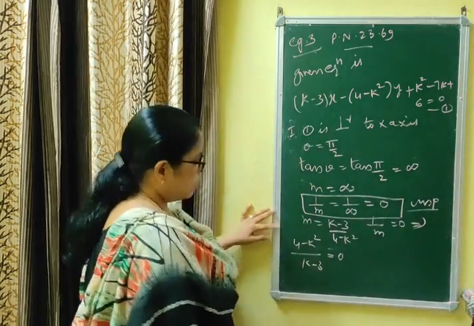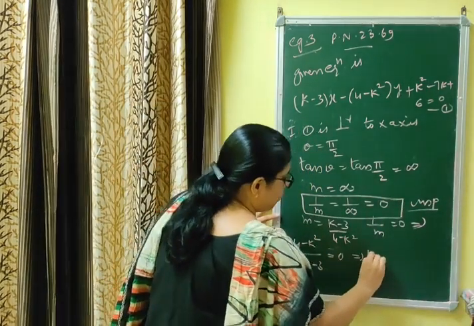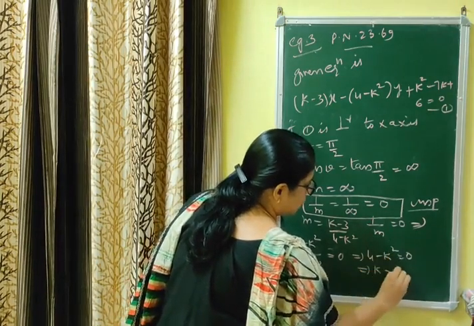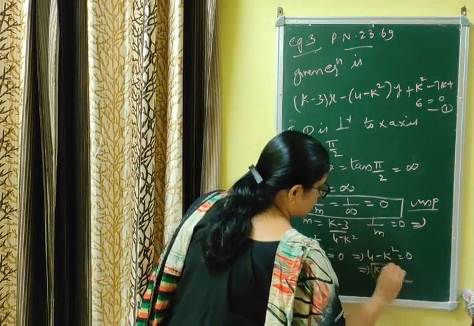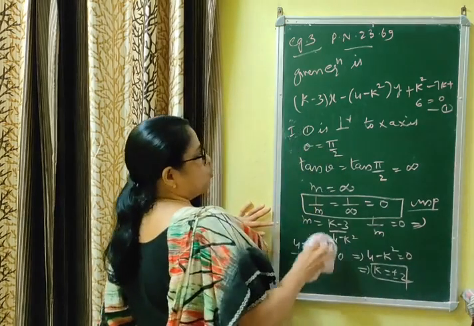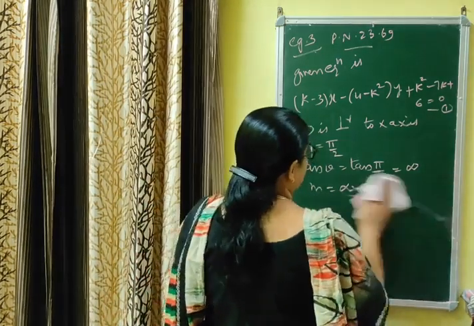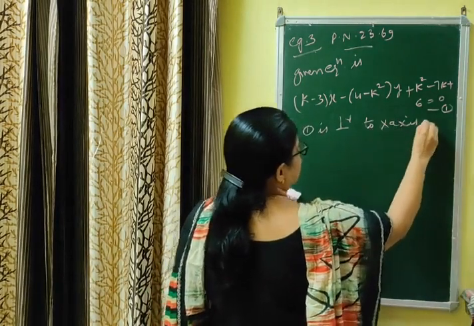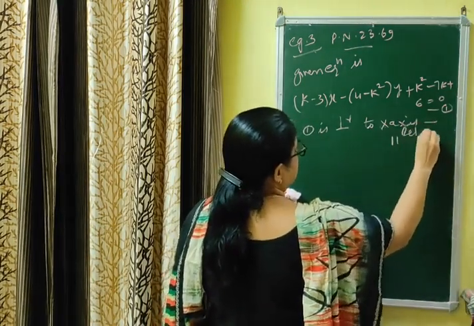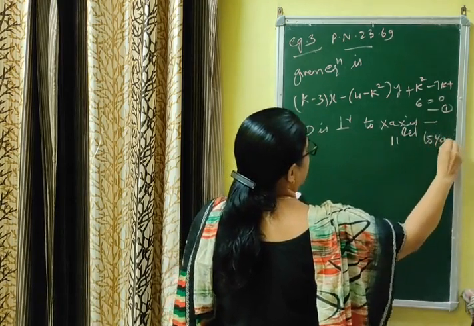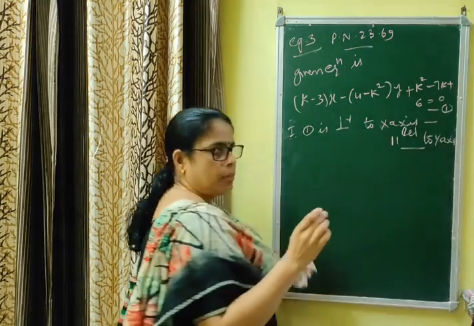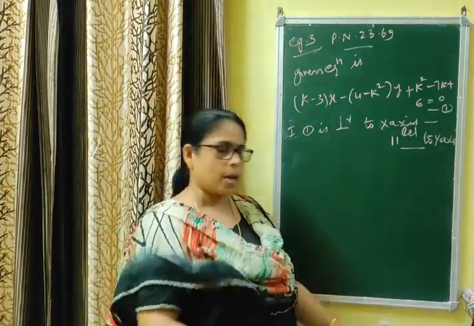Are you getting it? That implies 4 minus k square is equal to 0 implies k is equal to plus or minus 2. This is the value of k, plus 2 or minus 2. The line is perpendicular to x-axis or parallel to y-axis, both are right. Being parallel to y-axis or perpendicular to x-axis is the same thing. If it is perpendicular to x-axis, then it is parallel to y-axis.